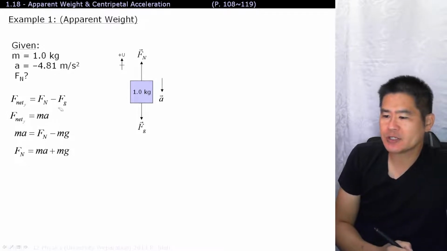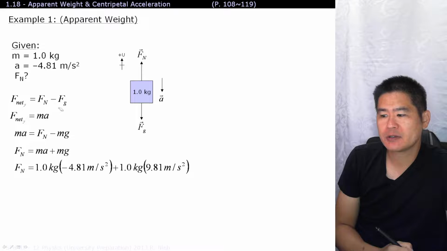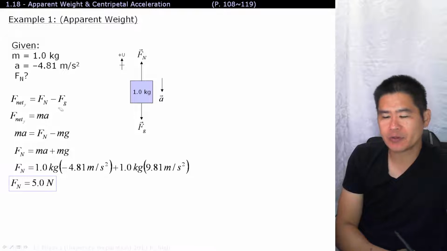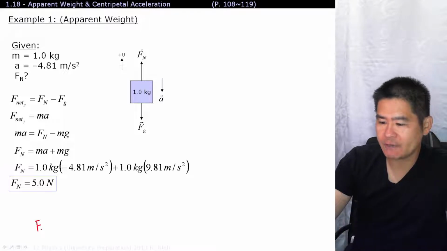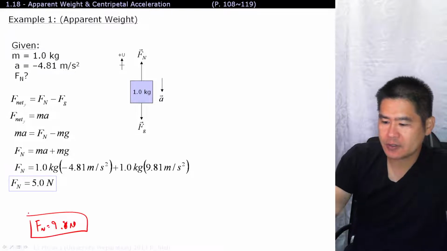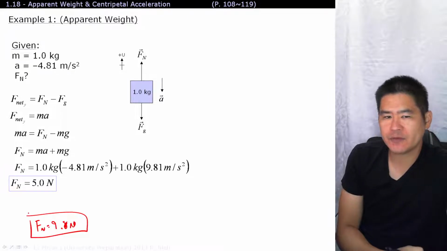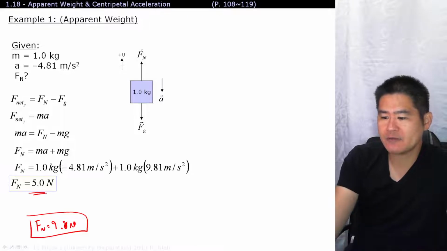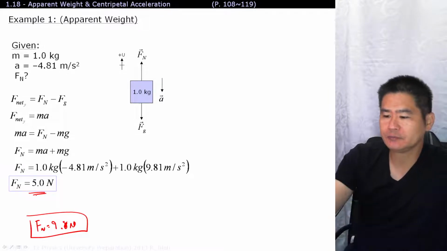All right, so let's just sub in all the values, crunch them through, and again, as you accelerate downwards, you suddenly feel a little bit lighter. Remember our control value of Fn is equal to 9.8 newtons. All right, so that's how much a 1 kilogram object will feel if it's at rest. But as it accelerates downwards, it suddenly feels a little bit lighter.